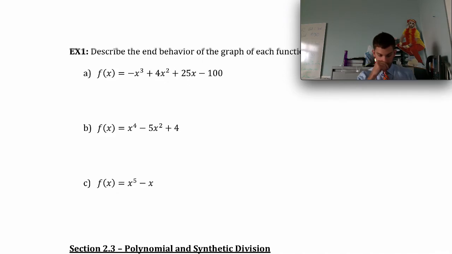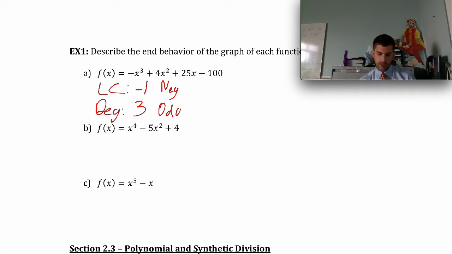So we're asked to describe the end behavior of the graph of each function. So what I'm going to have us do is probably a little bit of overkill, but I'm going to have us identify the degree and leading coefficient for these. So the degree, or the leading coefficient for f of x equals negative x to the third plus 4x squared plus 25x minus 100. The leading coefficient is negative 1. The degree is 3. So it is a negative leading coefficient, and it's an odd degree.